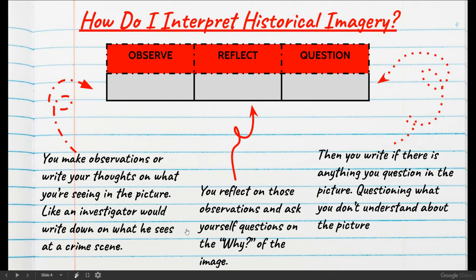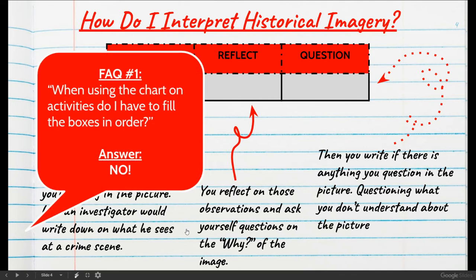When you reflect on an image, you're basically asking yourself questions on the why of the image. And then when you question, you're just writing down anything that you still have questions about, anything that you're still wondering about, anything that you don't understand. When you're using this chart on any activities that we have pictures for, you do not have to do the observe, reflect, question in any particular order. You can do the questions before you do the observation, the reflection before you do the observation as well. So there's no order in which you have to do this.